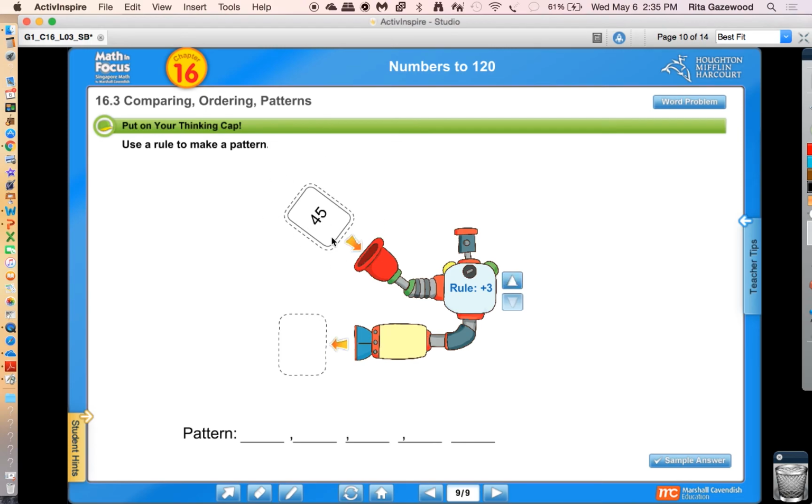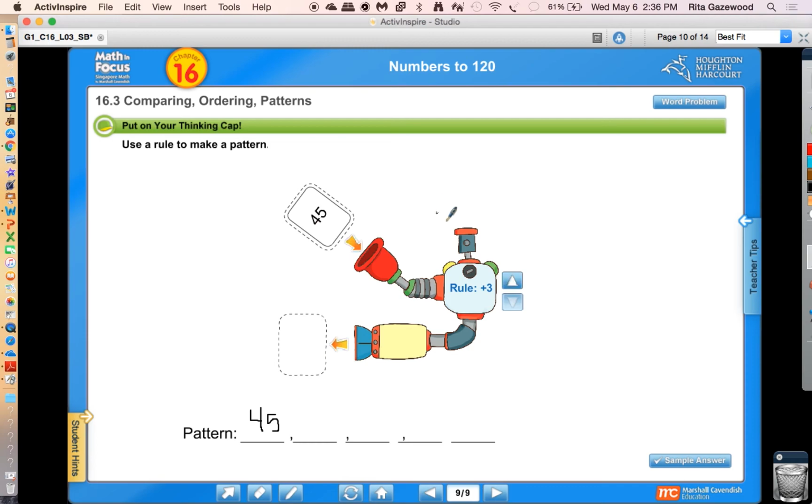So they've started with 45 and they're saying, drop the 45 into this magic machine, and our rule is add 3. So we're going to add 3 to 45, and out will pop another number. And then we're going to put that number here, and we're going to keep the pattern going. Are you ready? So I'm going to go ahead and write my 45 down because that's my starting number. That's the number we're putting into the magic machine.